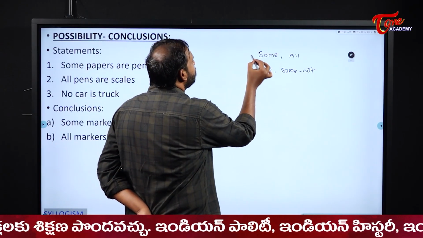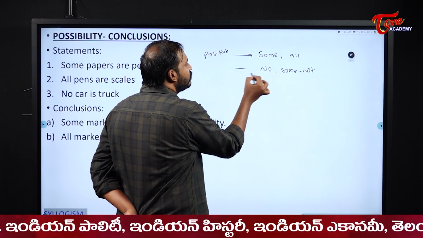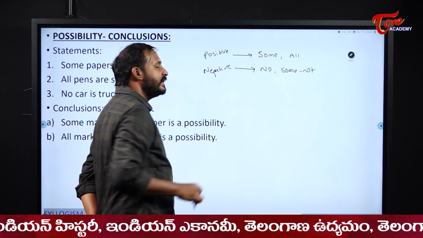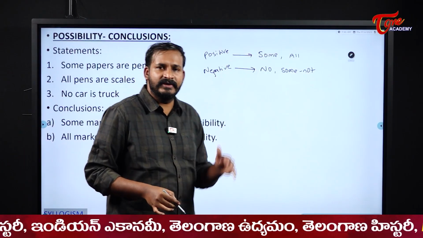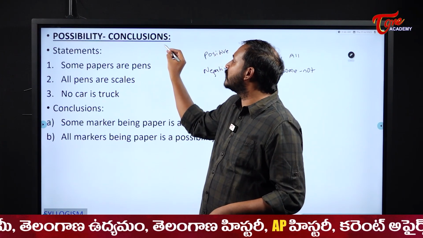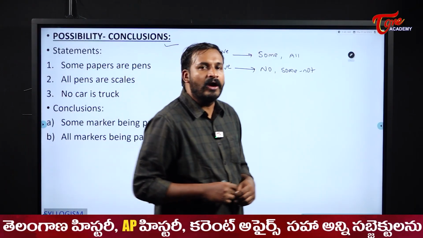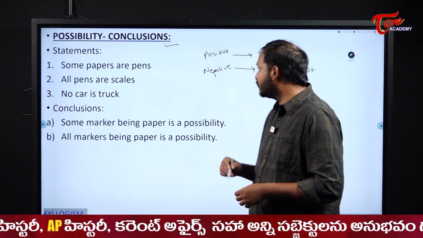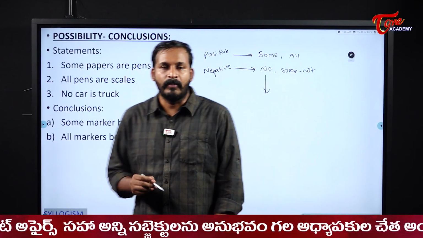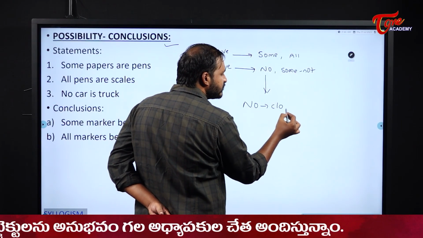Now, when it comes to some and all, we consider them positive conclusions. When it comes to no and some not, we consider them negative conclusions, and we dealt with them differently. Now the last one is the possibility condition. Possibility means just a chance. How we deal with this possibility conclusion is quite opposite to our no conclusion, though the process is the same.